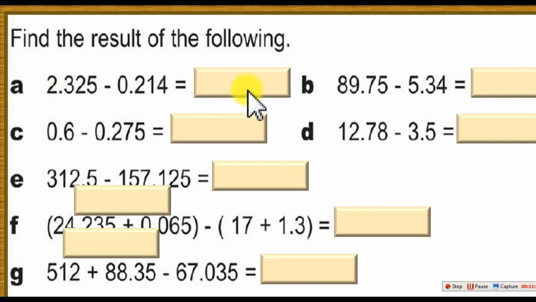5 minus 4 equals 1, 2 minus 1 equals 1, 3 minus 2 equals 1. Put the decimal point after 3 digits, and 2 minus 0 equals 2. So the difference is 2 and 111 thousandths.